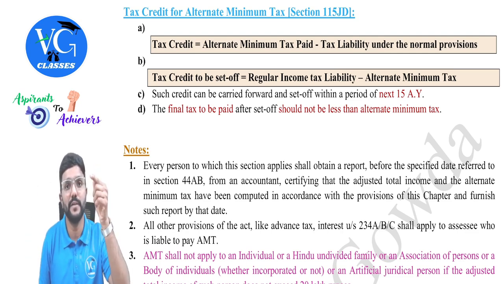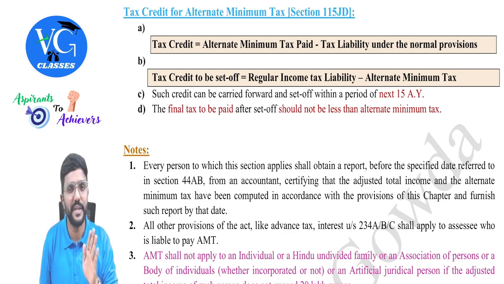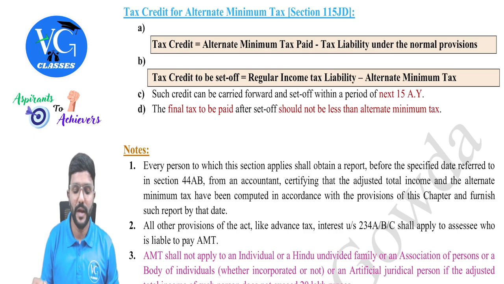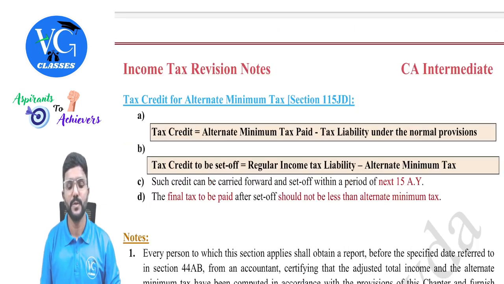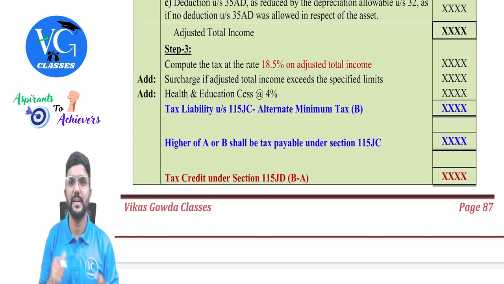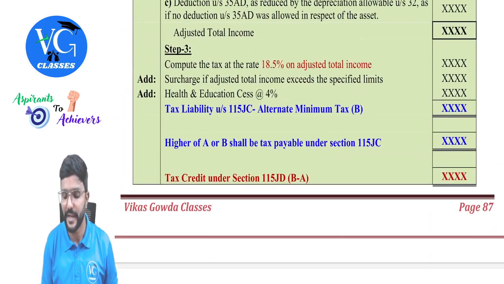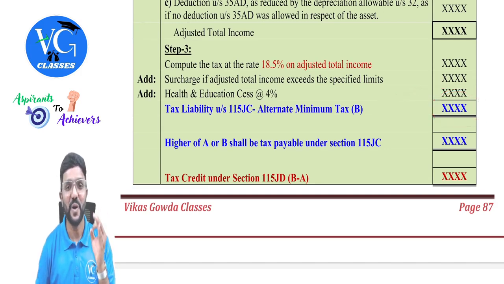And 15 years will not be a year in which I have got a credit. So the year in which I have got a credit will not be counted in 15 years. It is from the next 15 years, guys. And after adjusting the credit, whatever the final tax is paid by the assessee should never be less than alternate minimum tax. So even after adjusting the credit, whatever tax the assessee is paying to the government can never be less than this, because the name itself is telling minimum, alternate minimum tax.